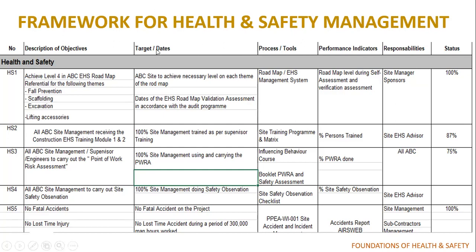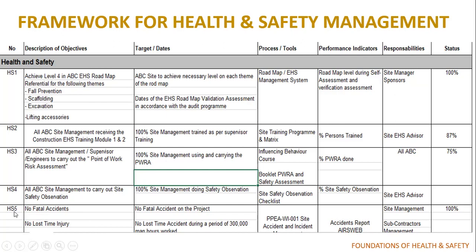So the targets and dates have been assigned, how to achieve or to mitigate this type of risk, and the process tools. The process tools involve the management system that is prevailing in the industry, and the performance indicator is the self-assessment and verification assessment. Responsibilities are assigned to the site managers, then status is also being monitored.